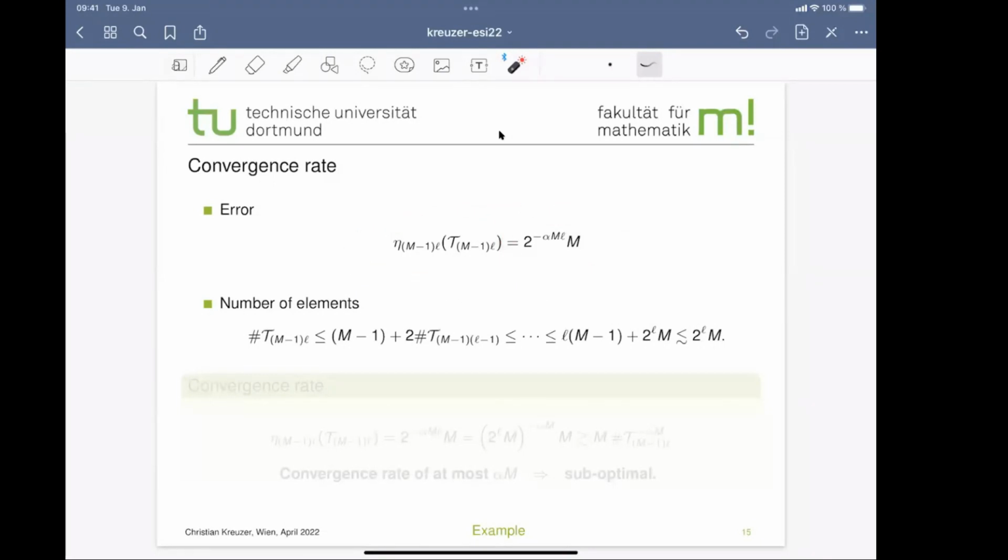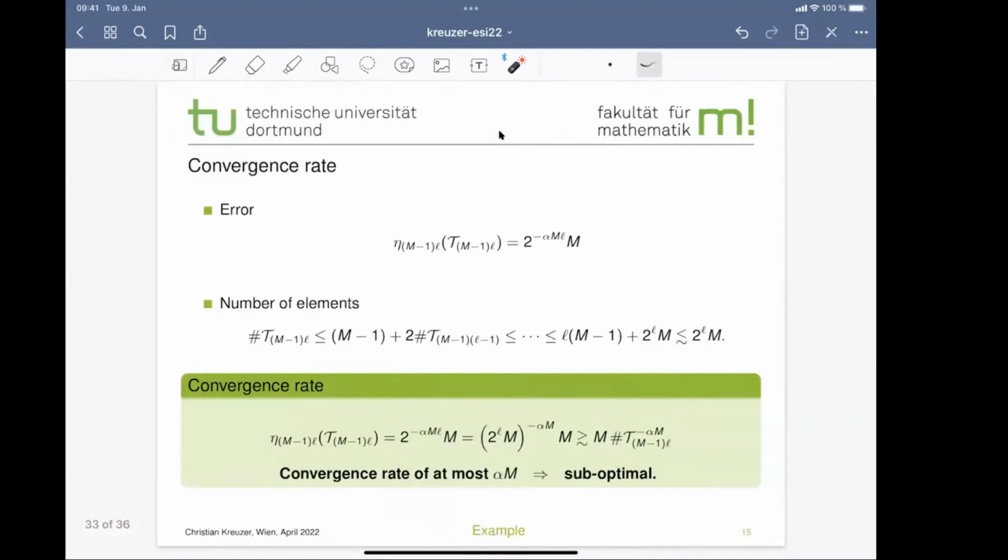And for the number of elements, you can prove that once you have finished one of these loops through the whole domain, so you go from m-1 times L to m-1 times L plus 1, you have m-1 refinements for the element containing 0 plus 2 times all the other elements. Okay, and now you can iterate this, and you get the potential factor 2 to the power of L times m here.